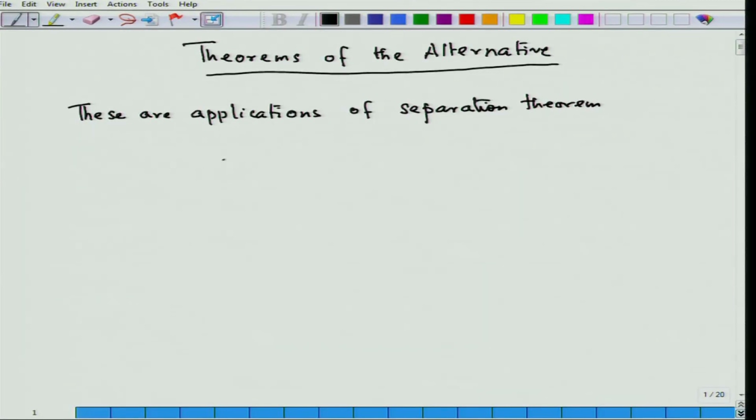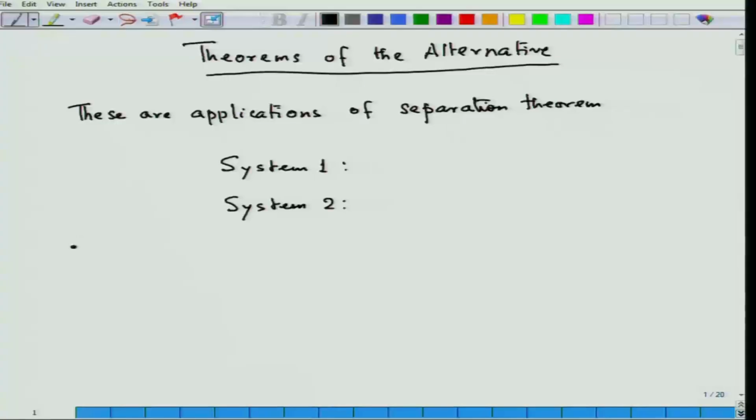In a theorem of the alternative there are two systems, system 1 and system 2. In system 1 there are some equalities or inequalities, and in system 2 there are some inequalities or equalities. What we say is that if system 1 has a solution, system 2 cannot have a solution, and if system 2 has a solution, then system 1 does not have a solution. Similarly, if system 1 does not have a solution, system 2 has a solution.